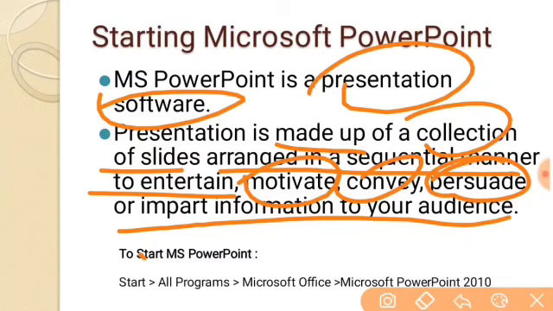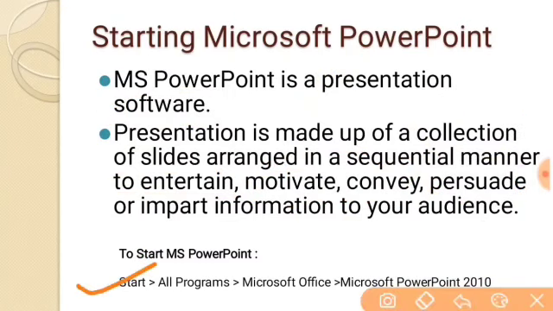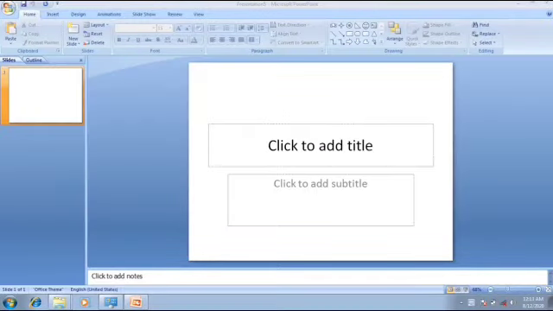Now how to start Microsoft PowerPoint? First of all, go to the start button, then click on all programs, then you find a folder of Microsoft Office. Click on that folder and you can find the software Microsoft PowerPoint 2010. Click on it. As you can see here, the interface of MS PowerPoint. On the top you can see the title bar. Here is written Presentation 5, and on the bottom of this title bar, this is the file tab.